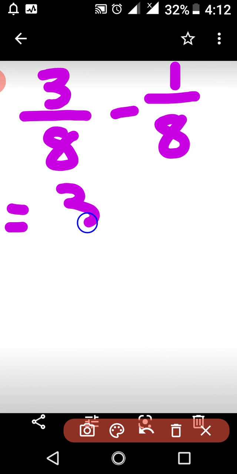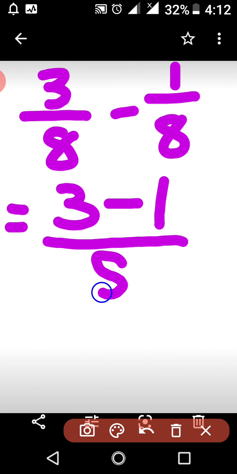Take here one example. The two fractions are 3 by 8 minus 1 by 8. The denominators are the same, which means these are like fractions. As in addition, you have to subtract the numerators only. In addition, we add only the numerators when the fractions are like fractions. In the subtraction process also we do the same thing. Subtract numerators by keeping the same denominator once.